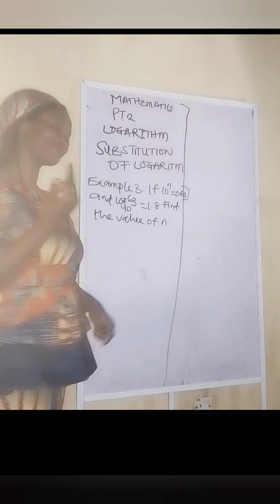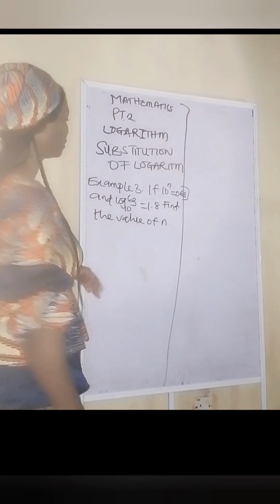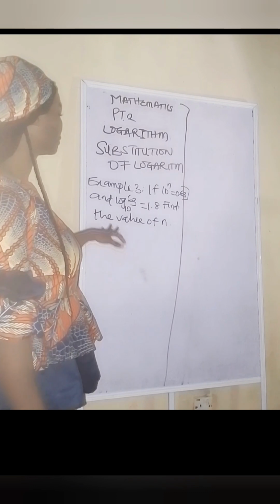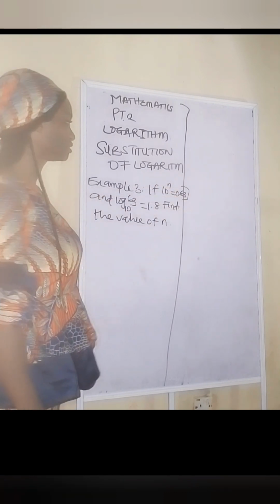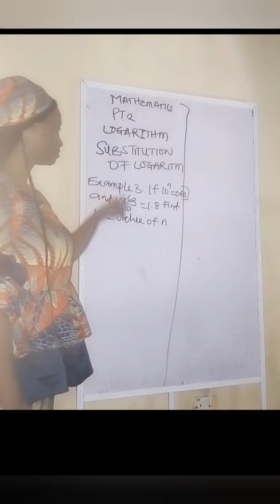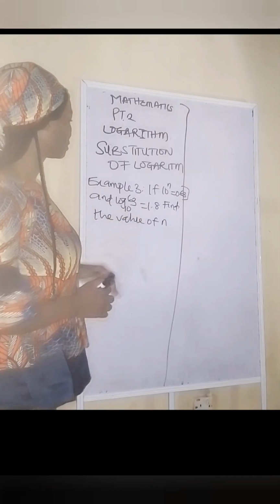Alright, so now it's time to solve this. Very easy too. We are asked to find the value of n if 10 raised to power n is 0.63 and log 63 base 10 equals 1.8. Okay, so now let's solve this.